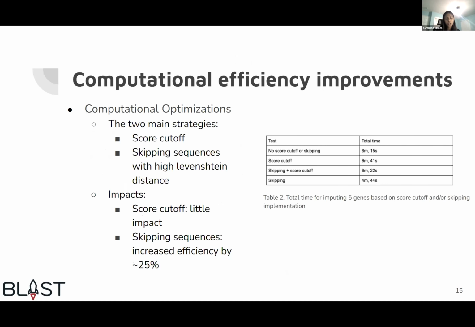The 2 main strategies we used for improving computational efficiency were implementing a score cutoff and skipping sequences with high Levenshtein distance. As seen in Table 2, we tested the runtimes using both of these strategies on 5 randomly selected genes and found that a score cutoff had little impact on computational efficiency, whereas skipping increased computational efficiency by nearly 25% by decreasing runtime. And the combination of skipping and a score cutoff yielded similar results to the use of no cutoff or skipping.